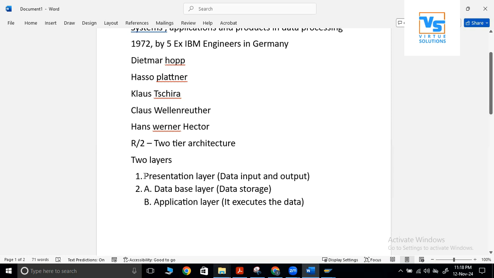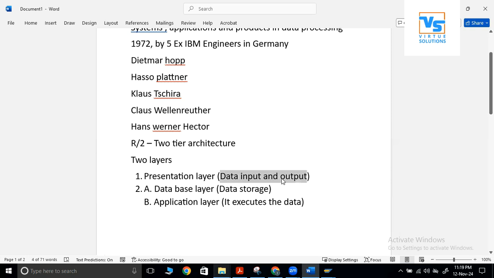Now, just in short, we'll understand like this. Suppose we are working in Excel. I'm not comparing SAP to Excel, I'm just giving an example. We are maintaining some data, some calculations we are doing, some formulas we are putting. That is called input. But the moment you press enter and you get the result, that is output. That is done by the system. So this is called data input and output. The same thing is mentioned over here against the presentation layer.